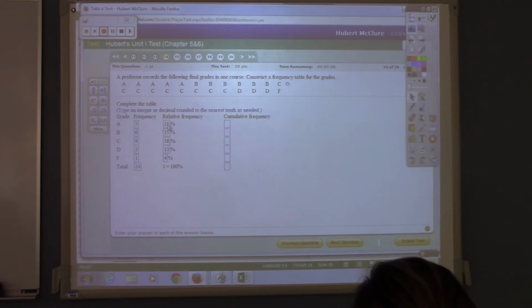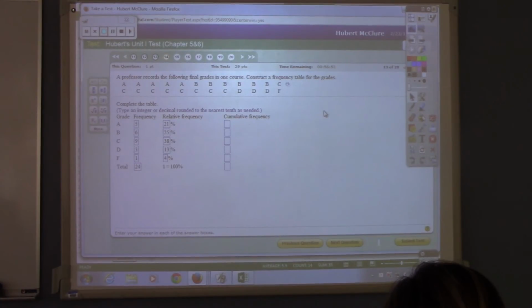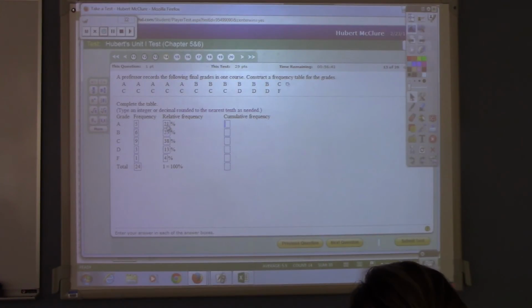Add them up, see what you get. What should they equal? 100. I got 101. Okay, then y'all did some rounding somewhere wrong. I'm not going to worry about it. Y'all can figure it out. In other words, take 5 divided by 24. Is it 21 or is it 20? Do that with each one. Well, what's it say to round to? The nearest tenth.